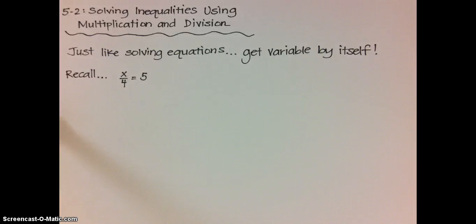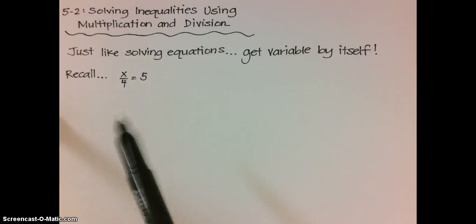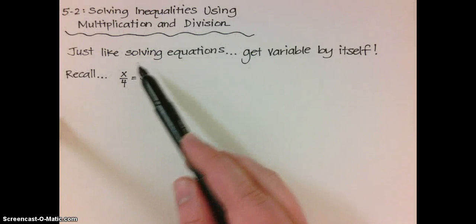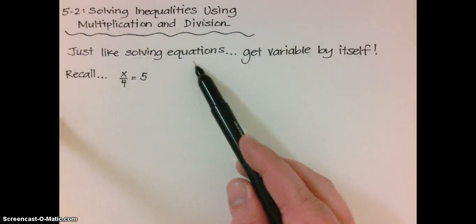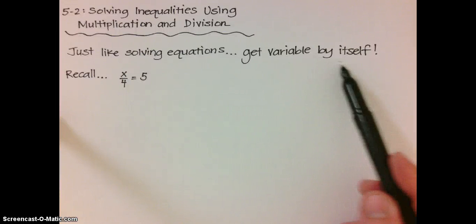Hello class, today we're going to be learning lesson 5-2 in our algebra books, which is all about solving inequalities using multiplication and division. We did this yesterday with addition and subtraction, so what I'd like us to remember is that solving inequalities is just like solving equations. Your goal is to get the variable by itself.